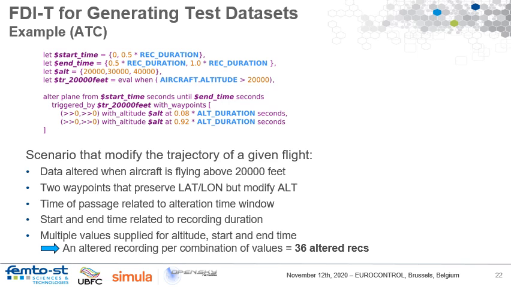So here is a scenario which contains only one flight. What it does is that it's modifying the trajectory of the flight, only the altitude, triggered when the aircraft is above 20,000 feet. FDIT is made recording agnostic, so its start and its end time are related to the recording duration, and the time of passage of waypoints are related to the alteration time window, which itself is resulting from the trigger evaluation. The scenario can be applied on any recording. It might not end up with anything interesting on some recordings, but no recording-specific information is needed for alteration.